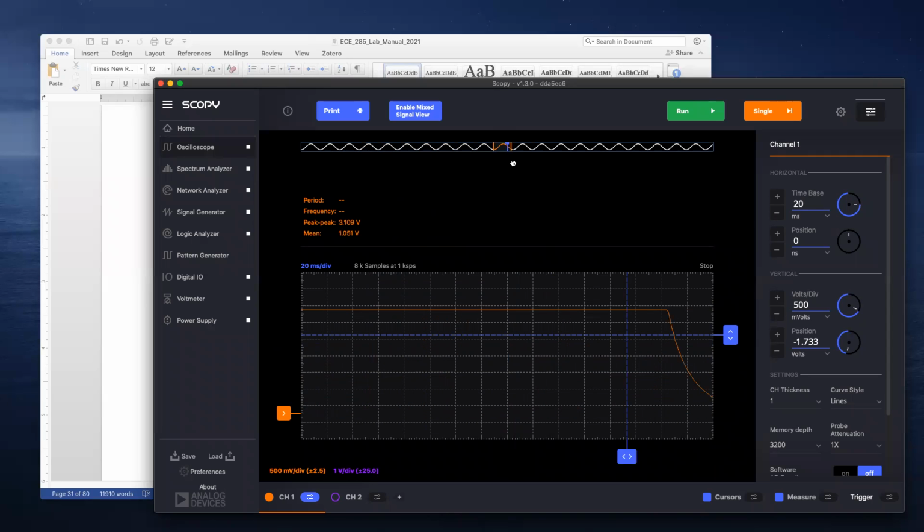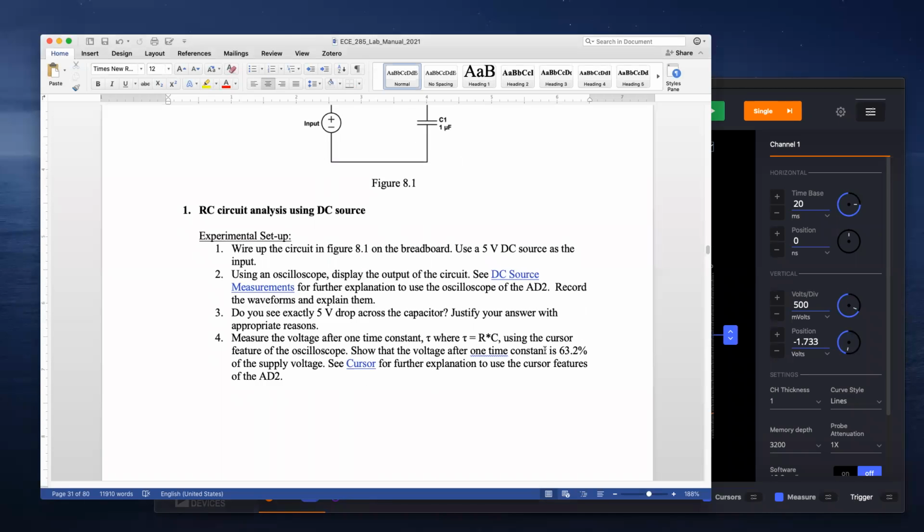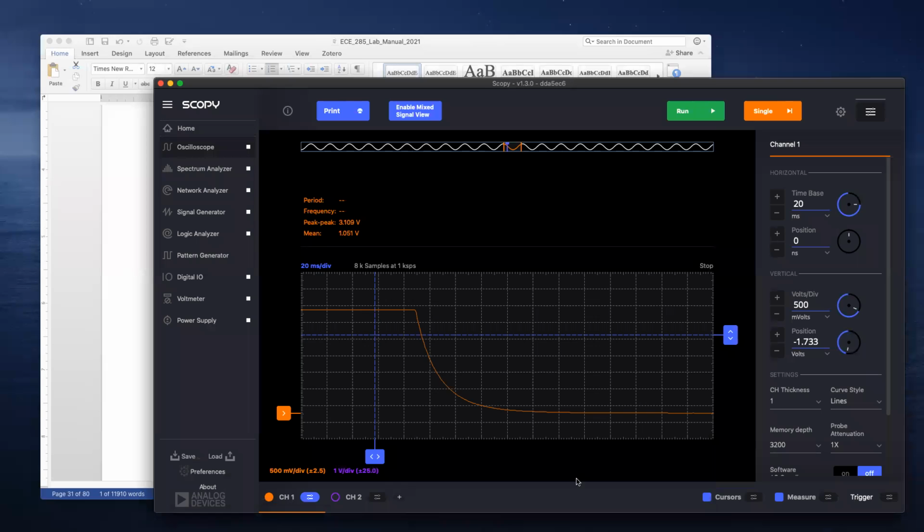Now I want to measure that time constant. What the time constant says is that after one time constant, about 63.2% of that stored voltage should be depleted. So if you do 100 minus 63.2, you get 36.8%. That means the capacitor should hold about 36.8% of the initial voltage supplied. So that's what I'll do.